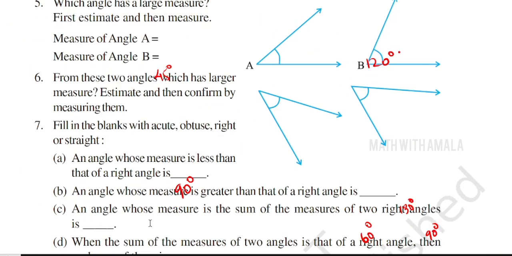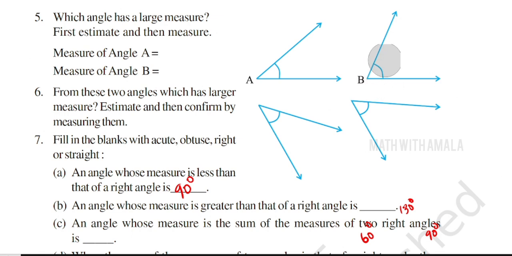Which angle has a large measure? First estimate and then measure. So you can just give an estimation like B is larger. Now you can measure it like a measure of angle A is equal to, okay, you can use the protractor in order to measure it, and measure of angle A is equal to 40 degree and measure of angle B is equal to 68 degree. Okay, 68 degree. So it is clear that angle B is greater than angle A.